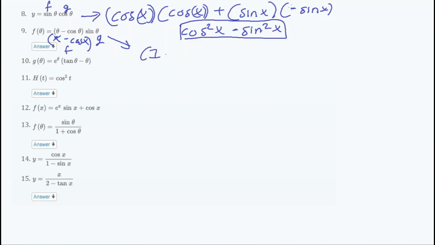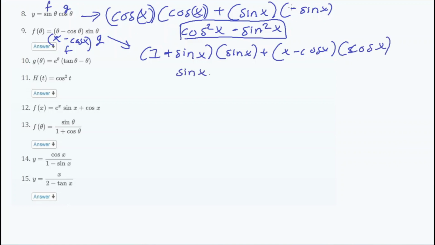So we're going to have 1 plus sine x as the derivative of f, and then we're going to have g, which is sine x, and that's going to be added on to x minus cosine x times the derivative of sine, which is going to be cosine x. If we multiply it out, we're going to have sine x plus sine squared x, added on to x cosine x minus cosine squared x, and that would be your final derivative.